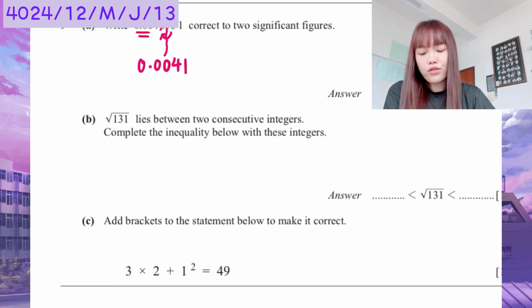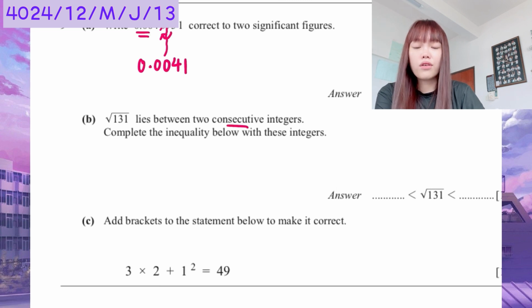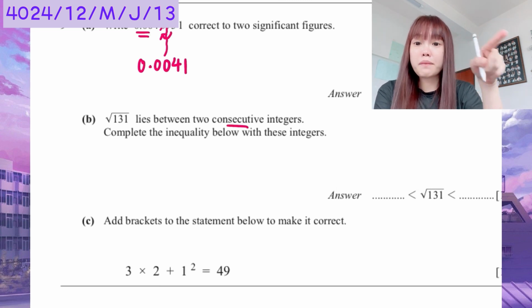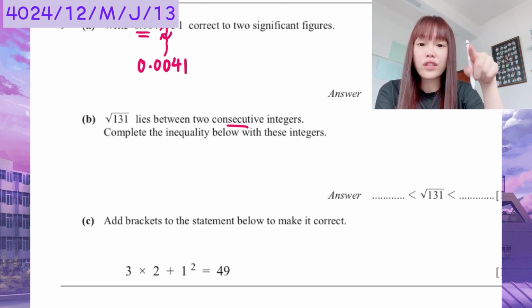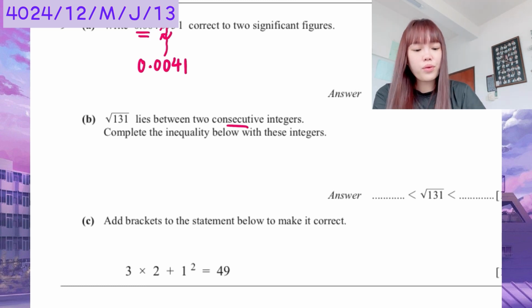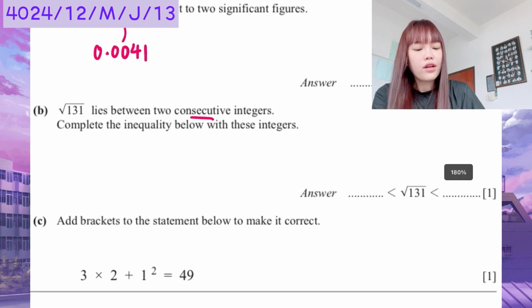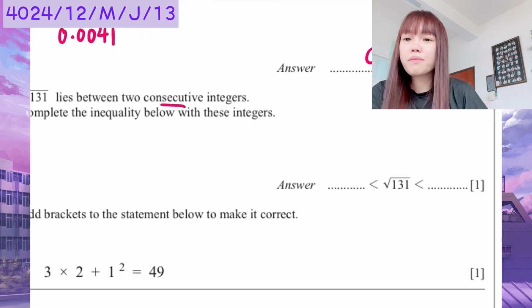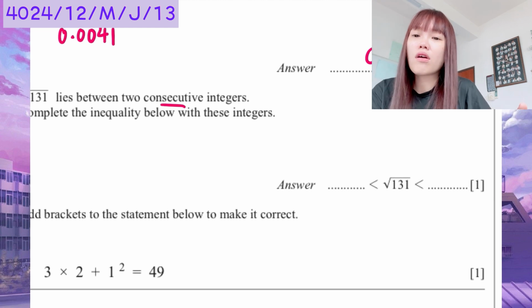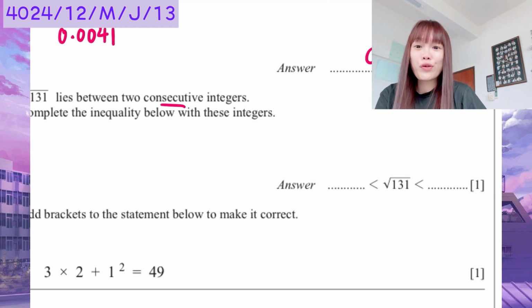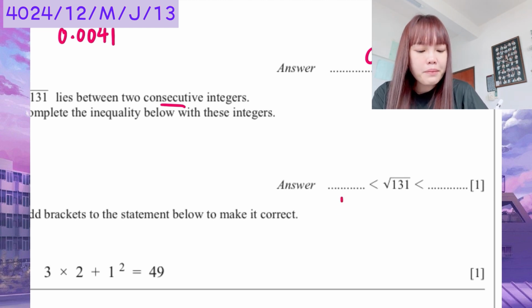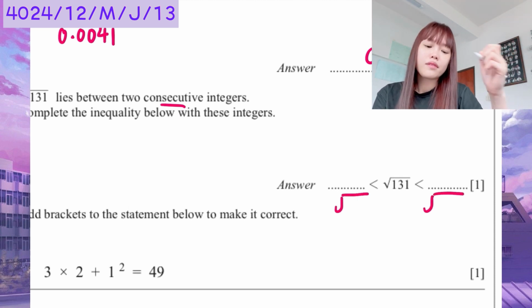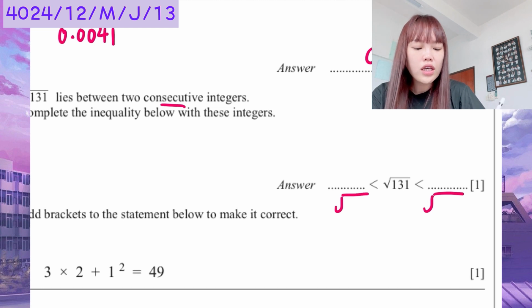Okay, part B. Square root of 131 lies between two consecutive integers. Consecutive means the next number. Complete the inequality below with these integers. So we have the square root of 131. We cannot find it because this paper is without a calculator. Without a calculator you cannot find the value of square root of 131. So think of a number that can be square rooted and is close to 131.